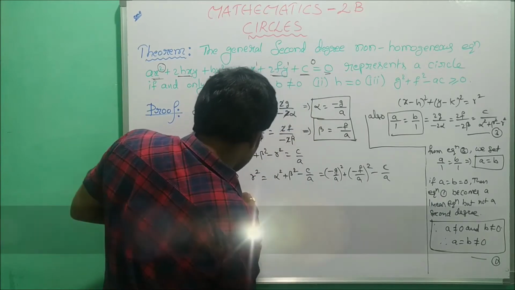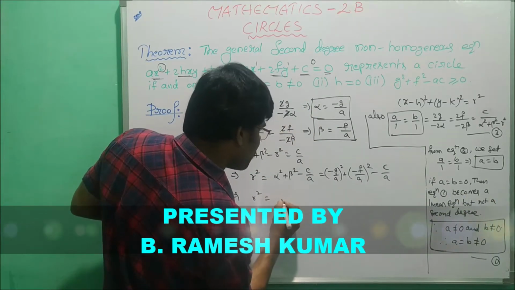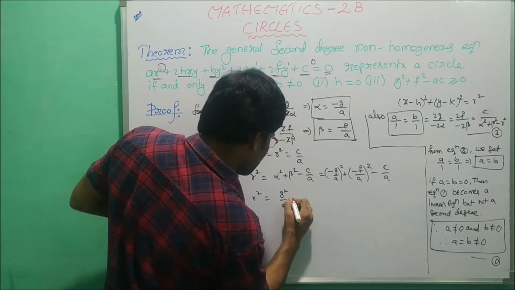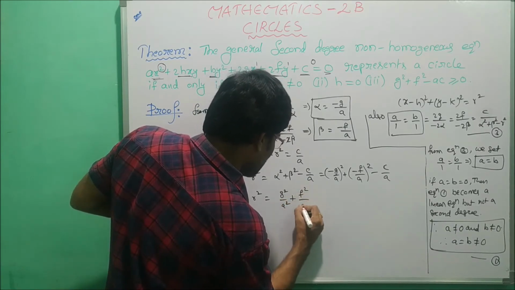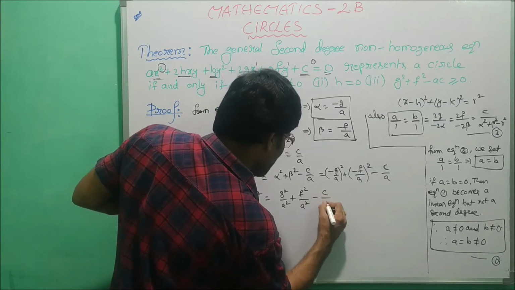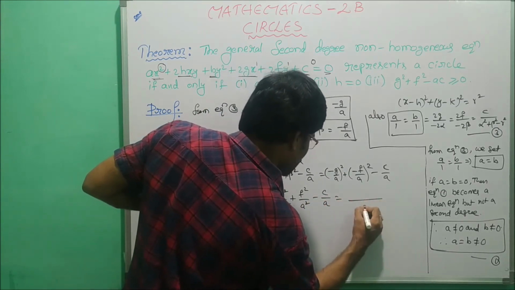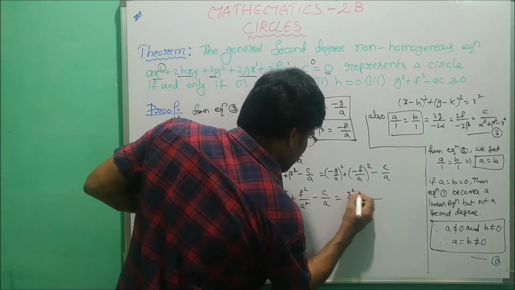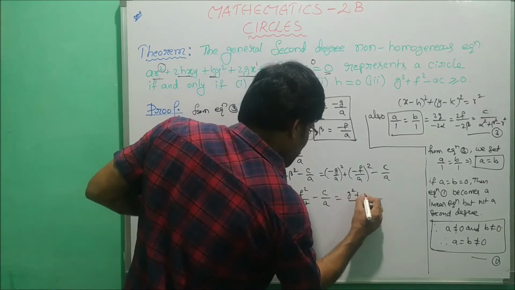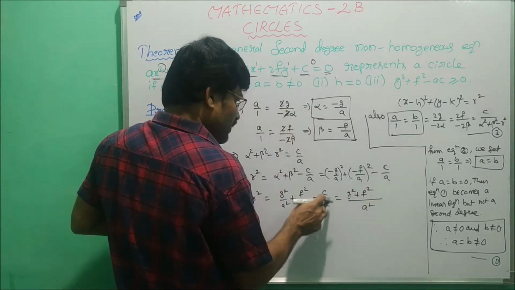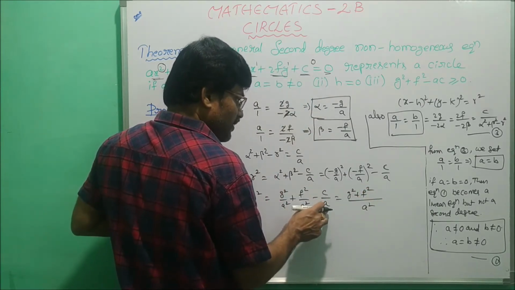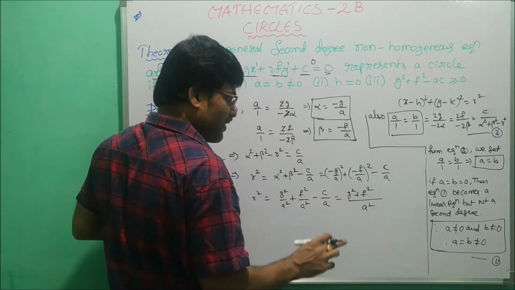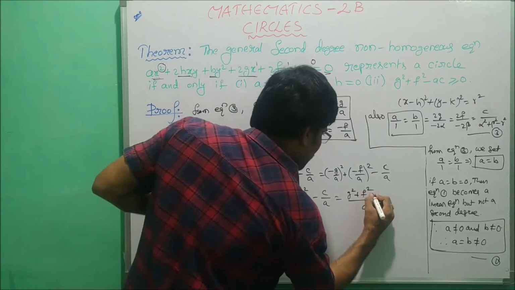Now it can be simplified that r square equals g square by a square plus f square by a square minus c by a. Now we take LCM, that is a square, from these three. Here in the numerator the value is g square plus f square. Here in c by a the denominator is a. Now divide a square by a, that value is a. Multiply with c, that is minus ac.